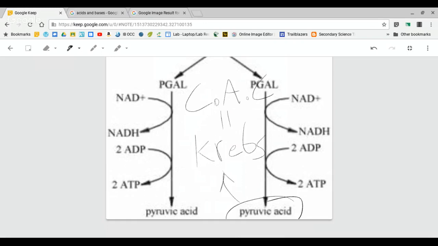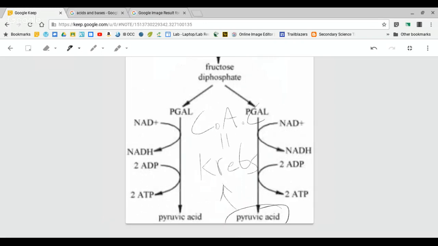For the citric acid cycle, you want to know what goes in and what goes out. For the Krebs cycle, what goes in is pyruvate. Pyruvate's going in, it's right here. And the main thing coming out is CO2, carbon dioxide. That's really it.